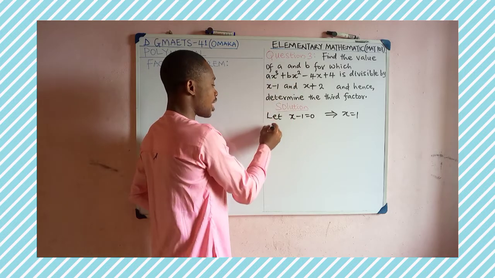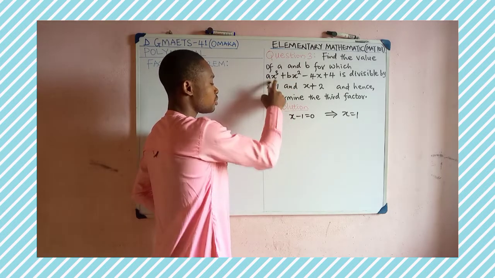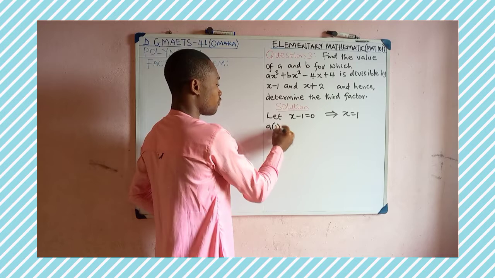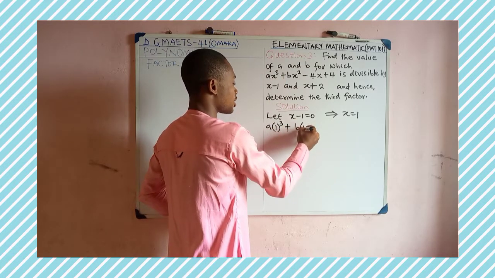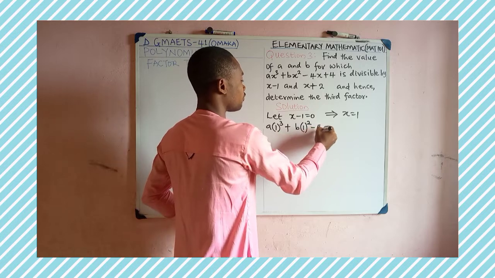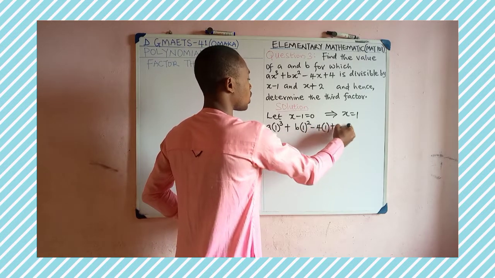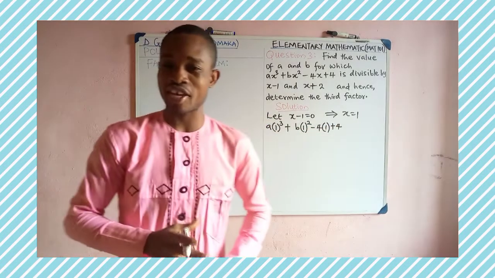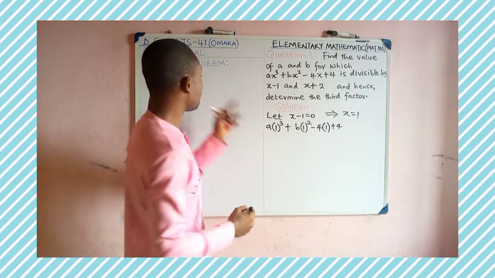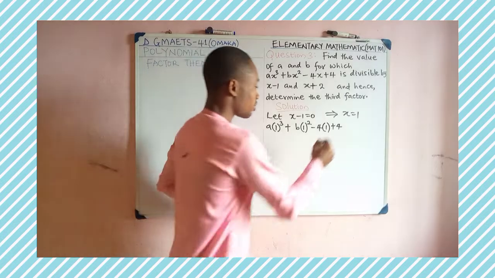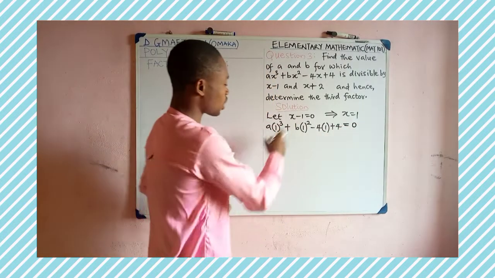Let's do this, please. This is the polynomial. So I have a times x is 1, so you fix 1 there, raised to the power 3, and then plus b, x is 1, raised to the power 2, minus 4, x is 1, then plus 4. I've substituted the value of x here. So what do I expect to get? The remainder will be equal to 0, according to factor theorem. So I'm going to make this equal to 0.